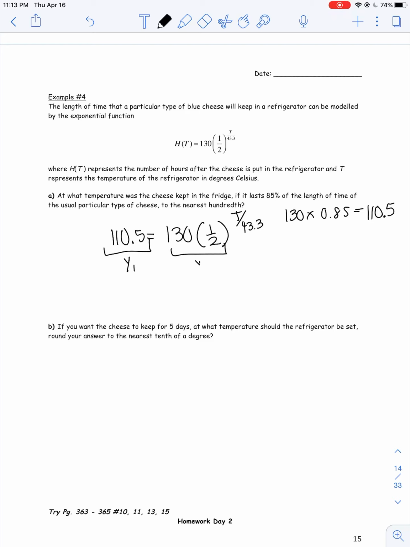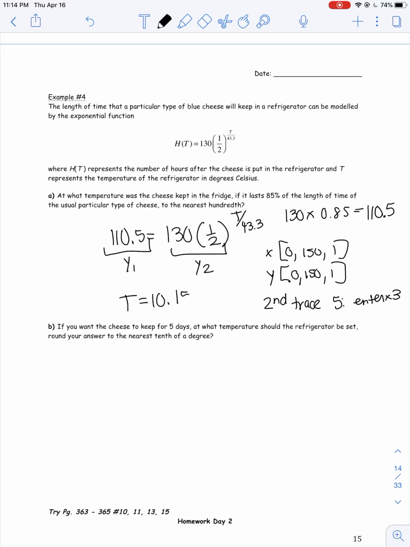This will go as Y1, this will go as Y2. The window that I would use would be 0, 150, and 1, and for Y, I went from minimum 0, max 150, and scale as 1. Then I'm going to press the button second, trace, number 5, and I'm going to press enter 3 times. And that's going to give us a temperature of 10.15 degrees Celsius. So this is to the nearest 100th.